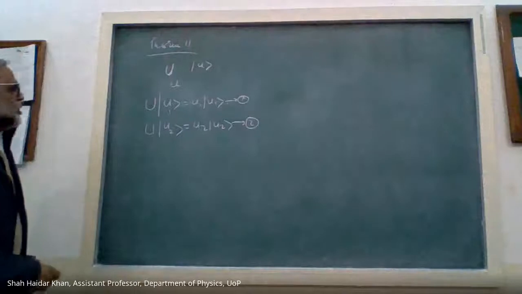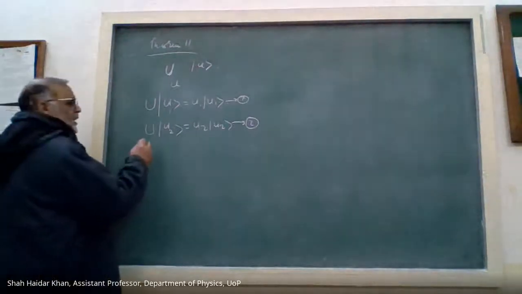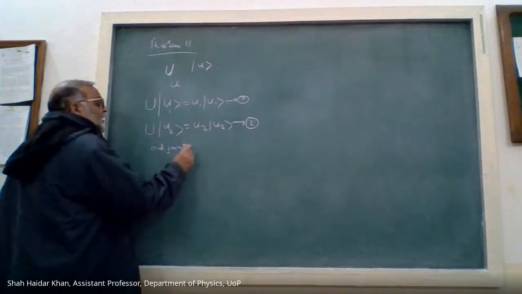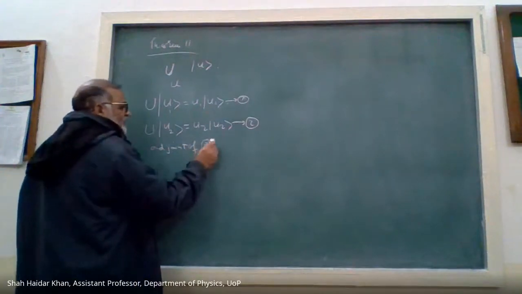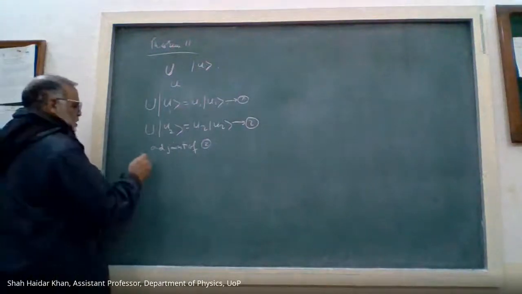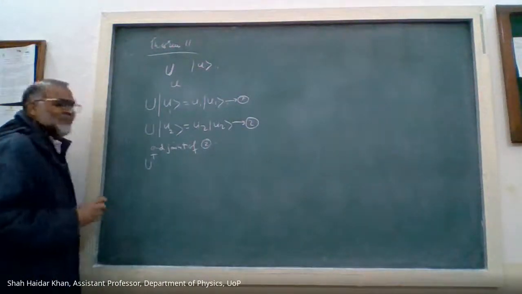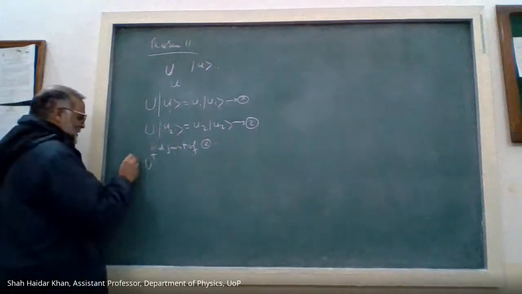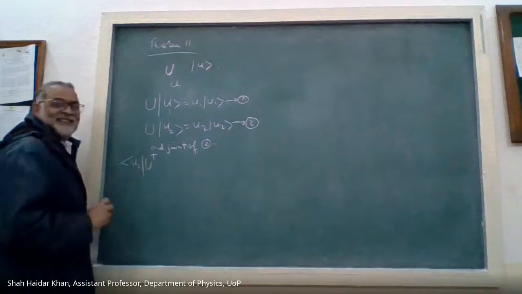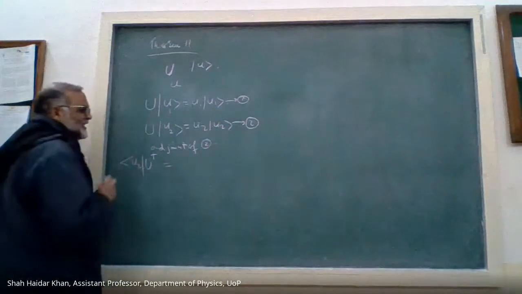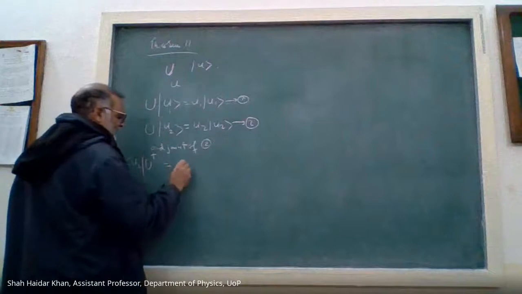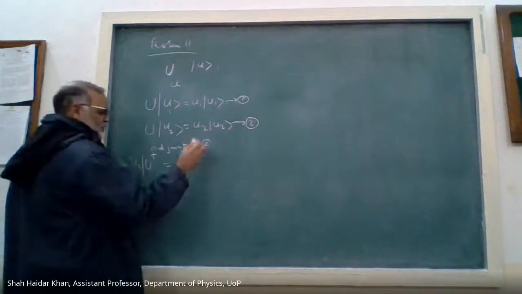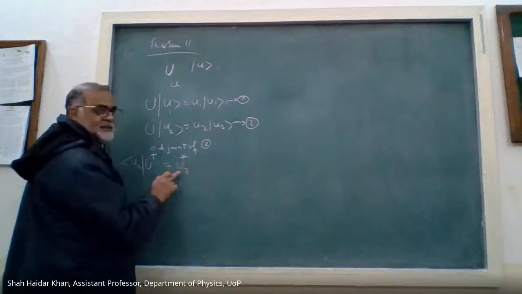Right? Now, suppose we take the adjoint of the second equation. We take the adjoint of it, it would be like U dagger, right? And this will become a bra, right? And this will become the complex conjugate of that u2 eigenvalue. This will also become a bra. So you can write this is the scalar quantity.